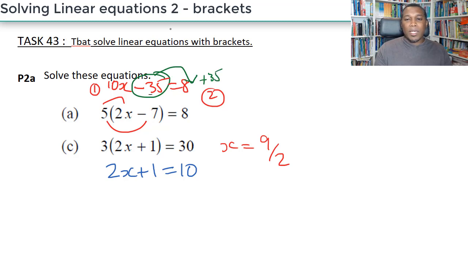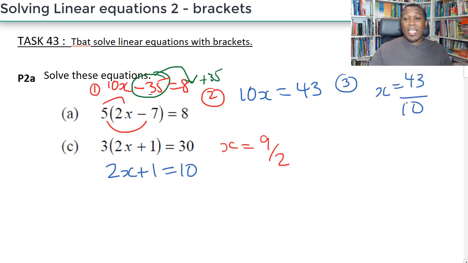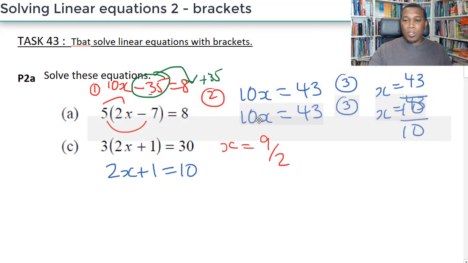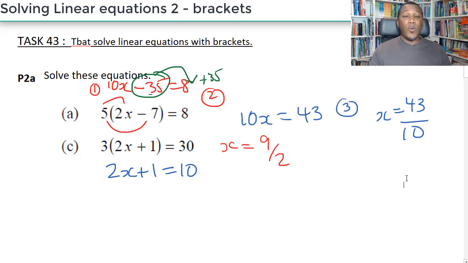So I'm going to have as my second line 10x is equal to 8 plus 35 is equal to 43. And then quickly you can see for your third line, x is going to be equal to 43 on 10, which is the answer we're looking for. So x is equal to 43 on 10. Let's just bring this down to make sure you can see what was happening there. X is 43 on 10. So you've seen 3 stages of work there. Good stuff. Let's move on.